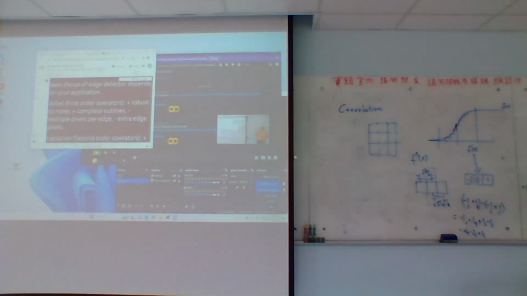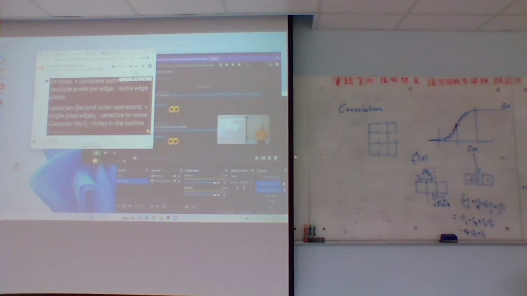So the best choice of edge detector, there's no optimal edge detector. It depends on your application. Your Sobel operators have the advantage, or the pros are that they're robust to noise. It's easy to complete the outlines because you have multiple pixels along an edge. If that's a problem, then that would be a negative. And you may have false positives, extra edge pixels.